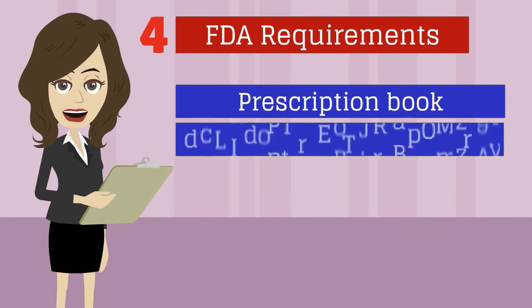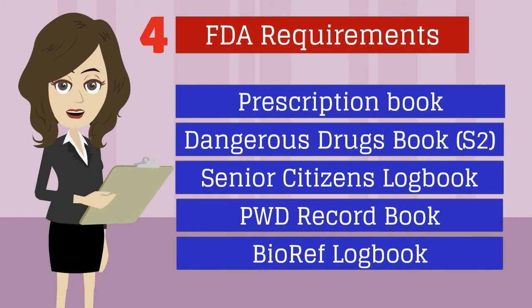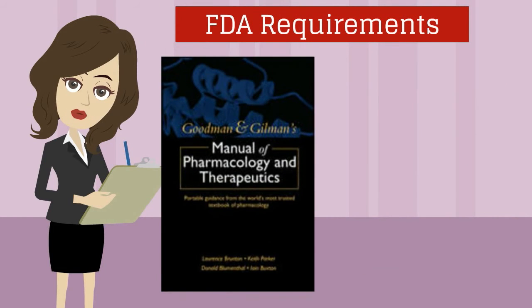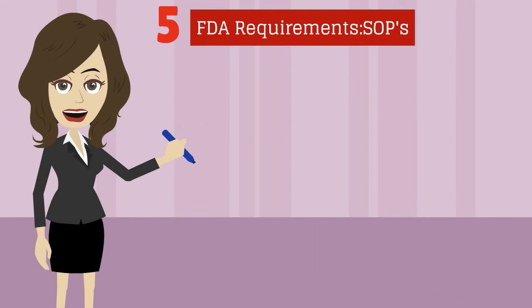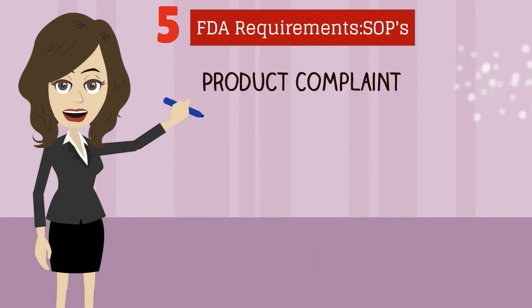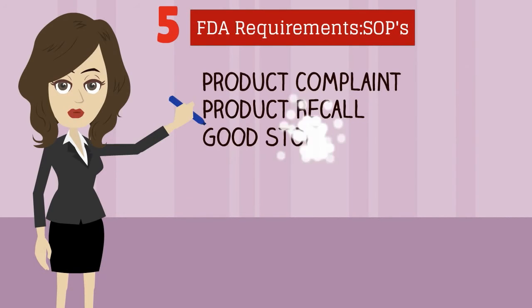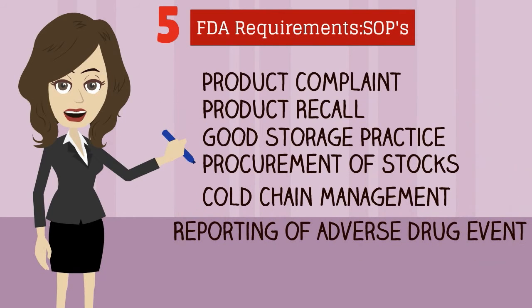Fourth requirement is the record books. It includes the prescription book, dangerous drugs book or S2, senior citizens, PWD record book and BioRef logbook. Store should keep at least 2 reference materials, such as Goodman and Gilman's Manual of Pharmacology and Therapeutics, and latest MIMS. And lastly, 5. FDA officers are very keen in checking if the store has been compliant in the policies and procedures for the following areas: product complaint, product recall, good storage practice, procurement of stocks, cold chain management, and reporting of adverse drug event.